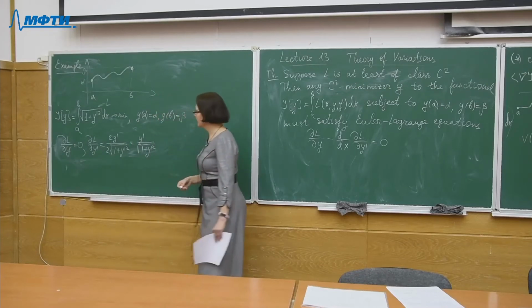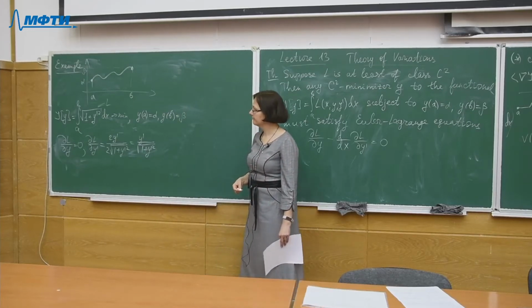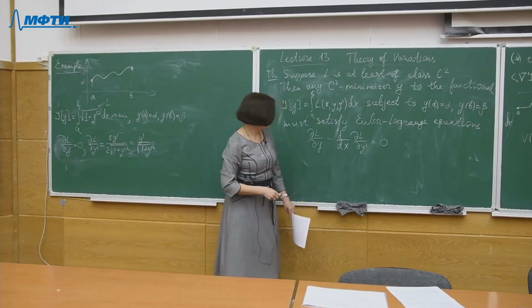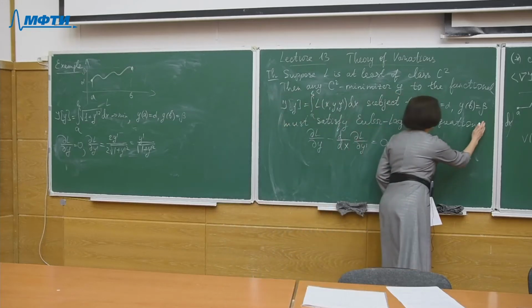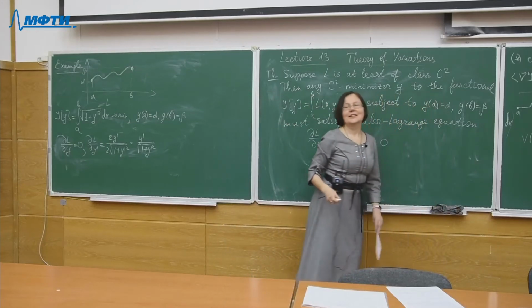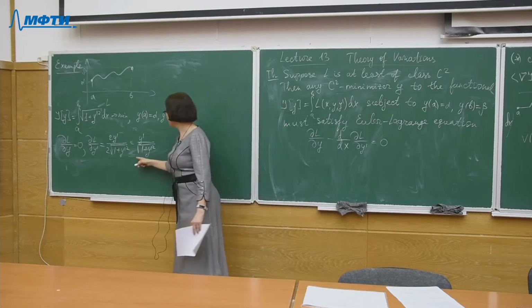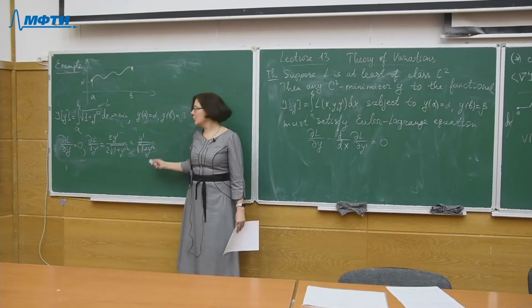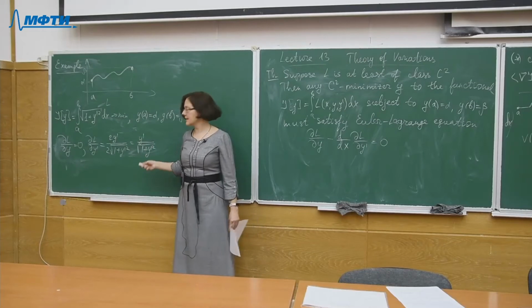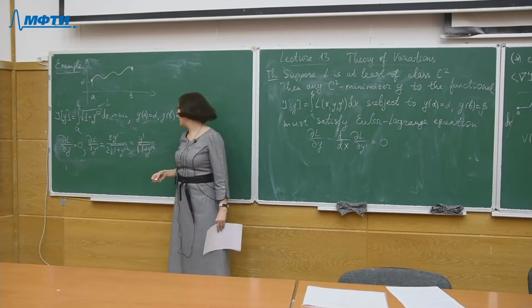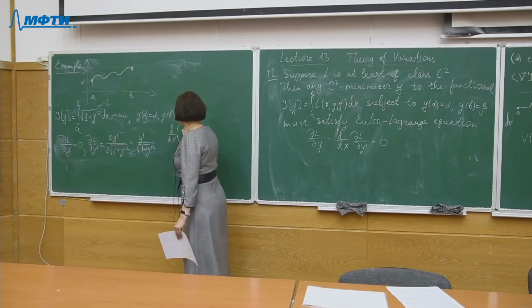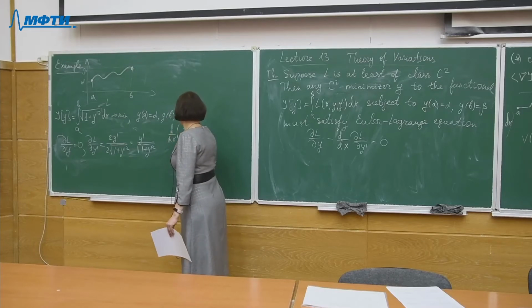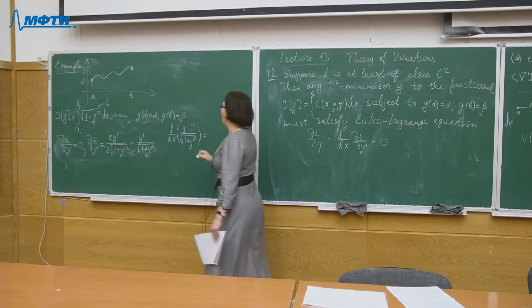And next, what shall we do next? So how to write the Lagrange equation? So we have just one. Okay, so next we must differentiate this. So we must take the total derivative with respect to x, d over dx. How to find it?